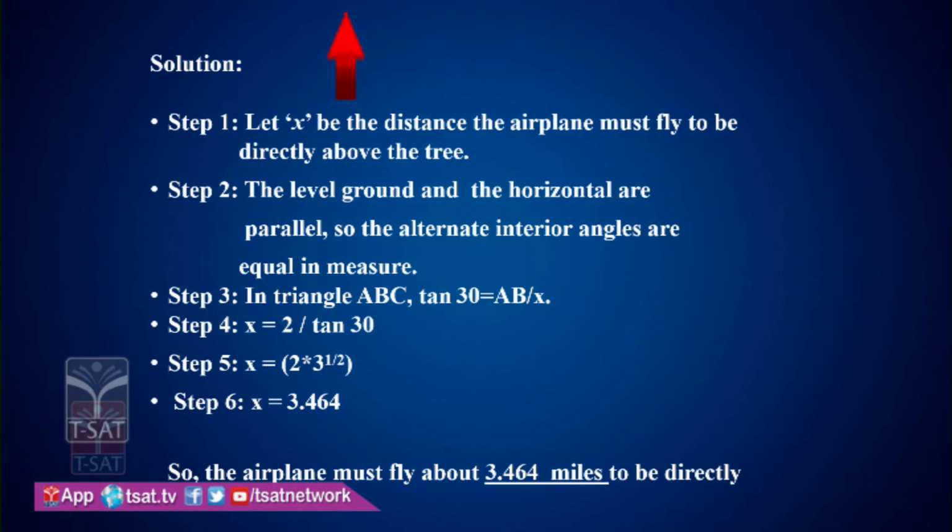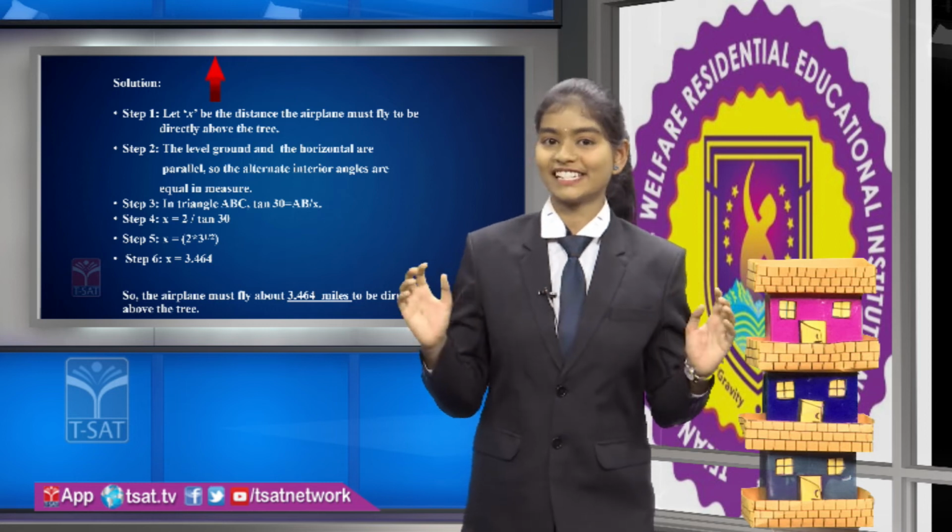Friends, let us visualize the distance between the airplane and the tree as x. As you have observed in the previous figure, the level of the ground and the horizontal line are parallel, so the alternate interior angles are equal in measure. Now let us apply the tan ratio to find the distance between two distant objects.